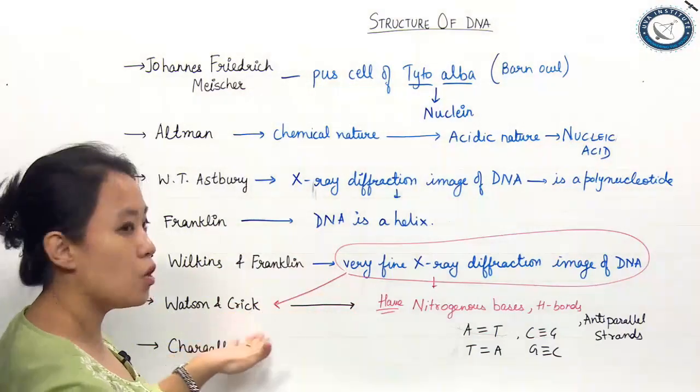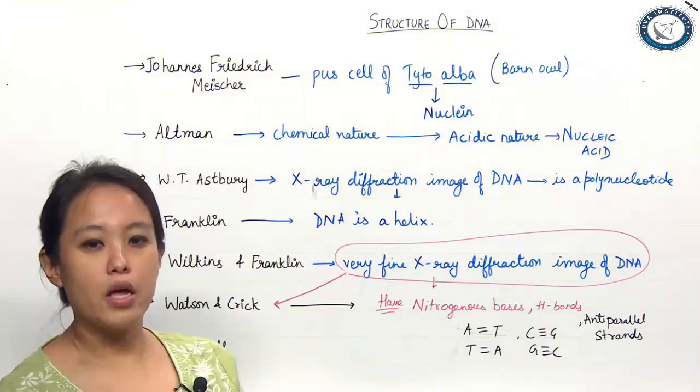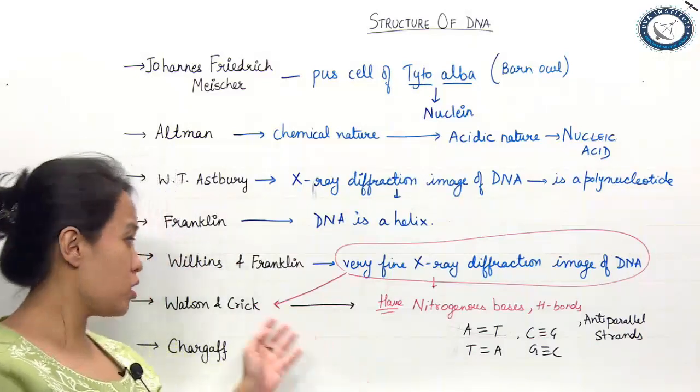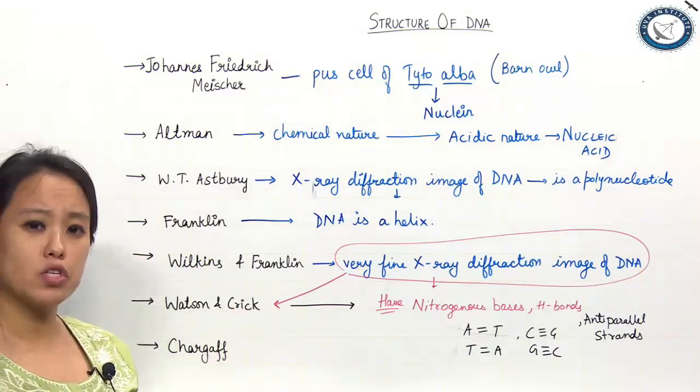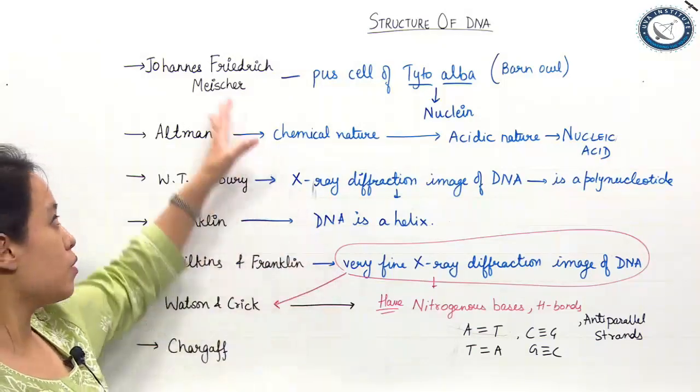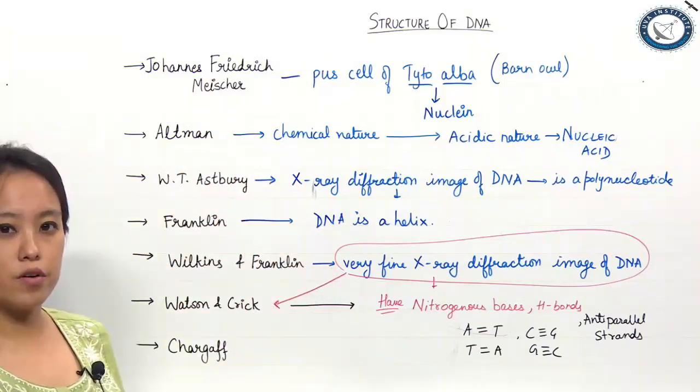Okay, so it's not that Watson and Crick were alone. They quickly identified the image, and agreed, the double helical structure was given by Watson and Crick, but it could not have been possible without the help of these other discoverers.